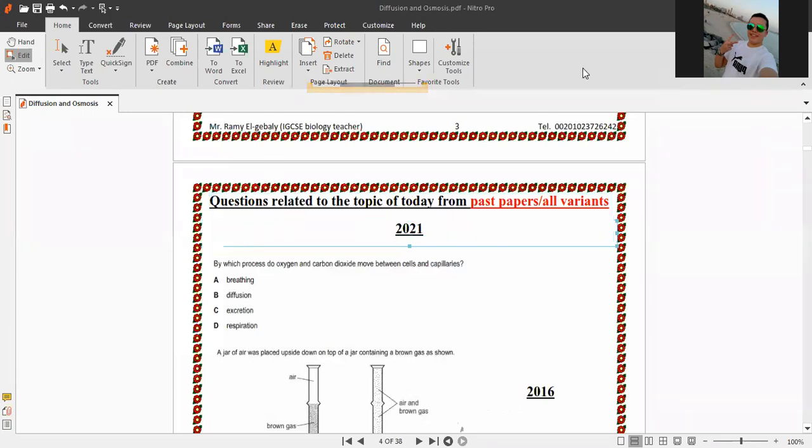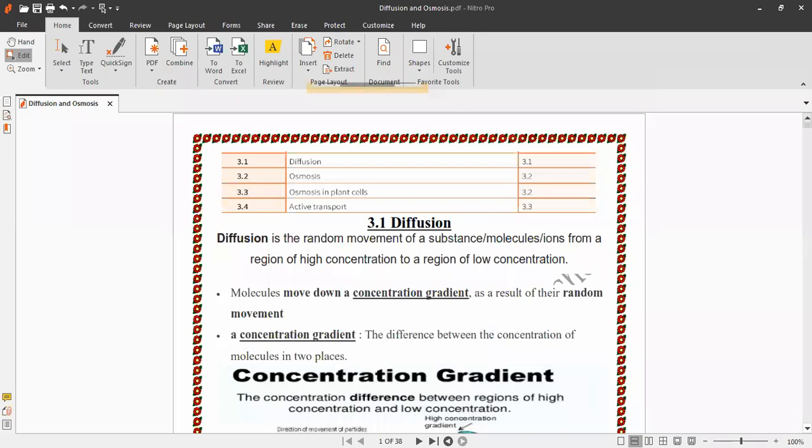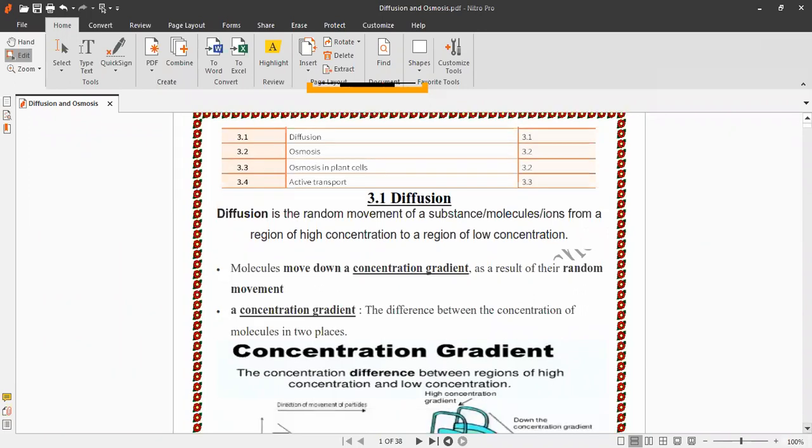Okay. Quickly, let's summarize what I said for diffusion. Diffusion is the random movement of substances, of molecules, of ions from a region of high concentration to a region of low concentration, down the concentration gradient.